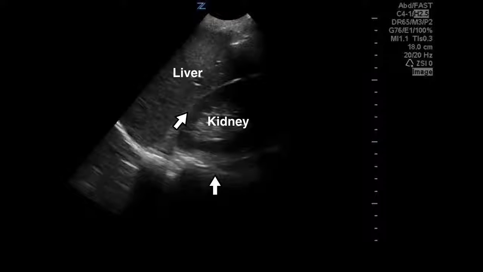We're looking for the spinal stripe, or this bright corrugated hyperechoic line that denotes the spinal bodies. It ends at the diaphragm, which we can see here, and beyond that we see mirroring, telling me that there's no fluid above the diaphragm.